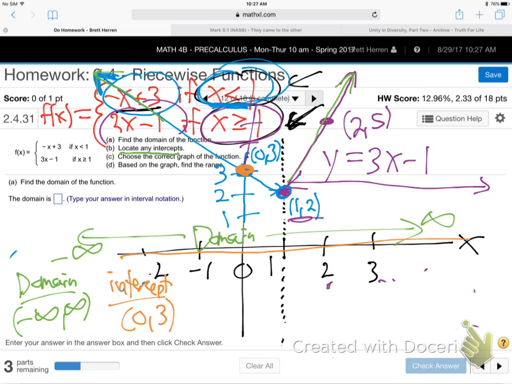Easy, huh? When the picture's worth 1,000 points, right? Picture worth 1,000 words. Choose the correct graph. Well, they give you multiple choice. You grab it. Based on the graph, find the range.